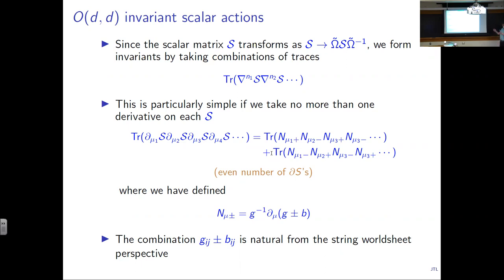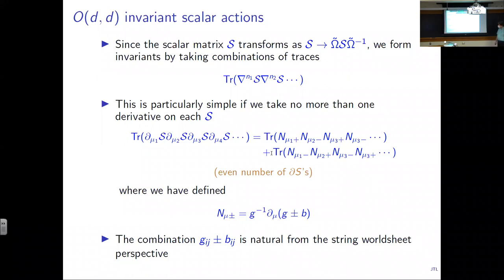And S itself is a little bit complicated, but if you actually calculate this, at least for an even number of d's, you find it's a very interesting form. It's just a trace of a string of what I call n plus, n minus, n plus, n minus, and so on. And n plus n minus is more or less the derivative of g plus minus b. These are matrices, so this is all a very shorthand notation. But it's an alternating set of terms with g plus b, g minus b, g plus b, g minus b.